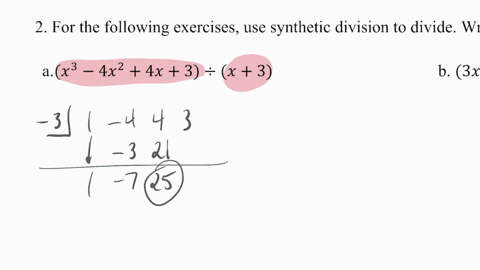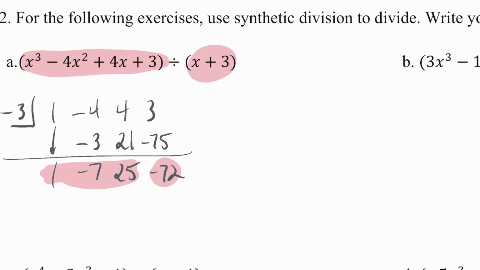And then take this guy, put it here. But when I do it, multiply by the number in the box. So -75. And then add down, -72. So this last number, this is my remainder that I would have gotten had I done long division. These numbers are the coefficients of the quotient. So this guy equals x squared minus 7x plus 25 minus 72 over x plus 3.